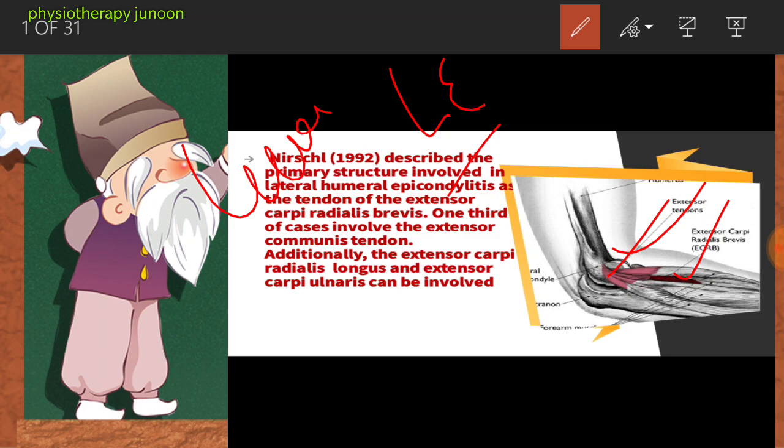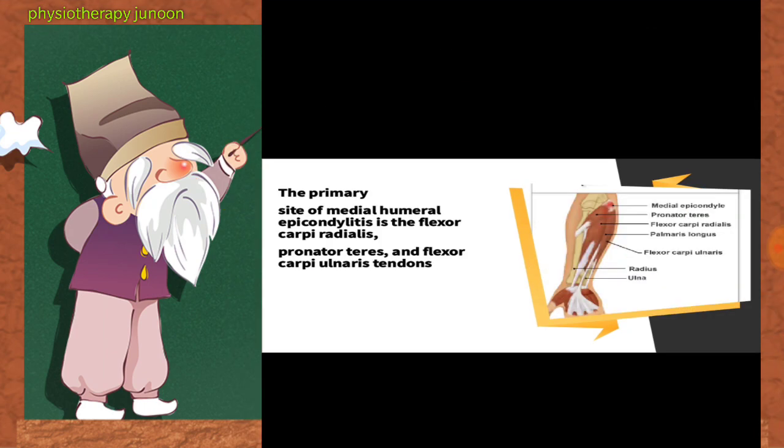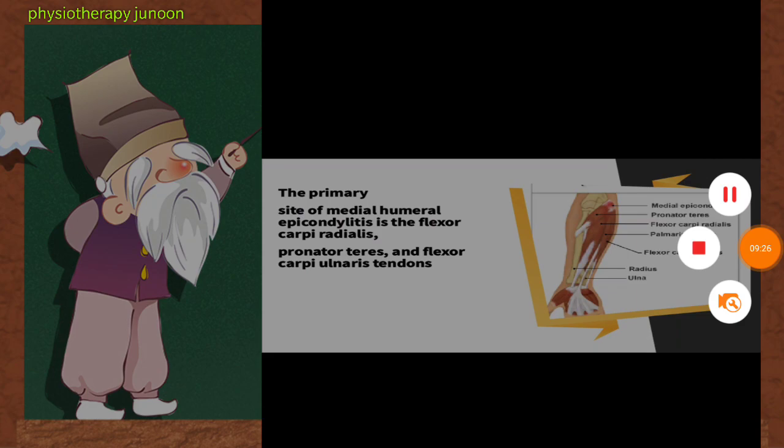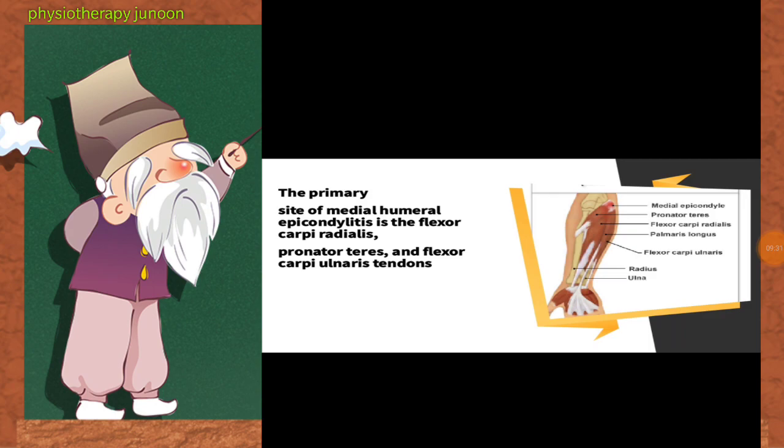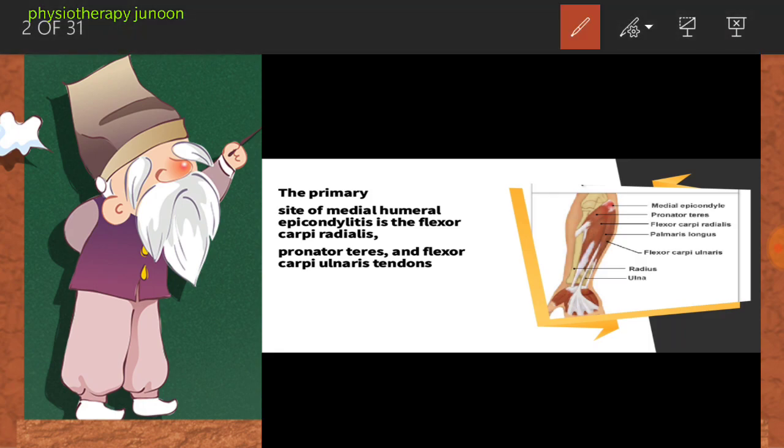Okay, next, the same, we proceed to the medial epicondyle. The definition is by Nirschl, 1992. The site of medial humeral epicondylitis is the flexor carpi radialis, the pronator teres and the flexor carpi ulnaris. Here you see the picture, and there is the pronator teres, flexor carpi radialis and flexor carpi ulnaris, the three muscles which are affected due to medial epicondylitis of the elbow.